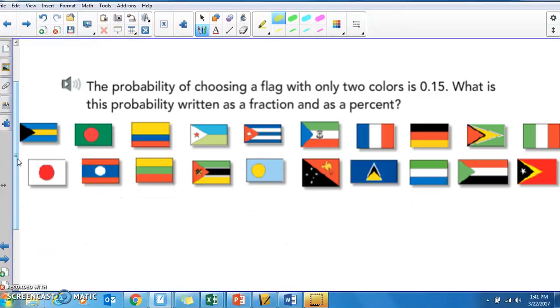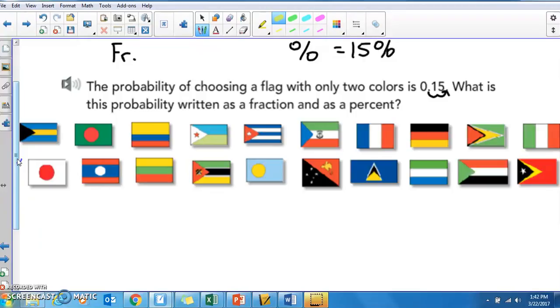try one like this. The probability of choosing a flag with only 2 colors is 15 hundredths. What is this probability written as a fraction and as a percent? All right, so first of all, we got 0.15. As a percent, we're just going to move it 2 places to the right. So that means as a percent, it's going to be 15%.